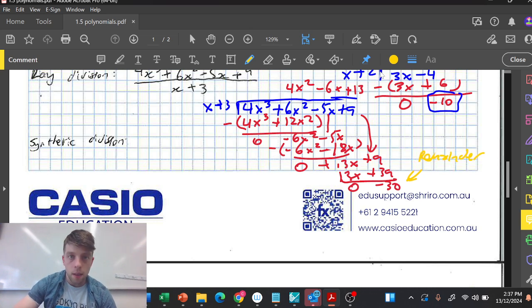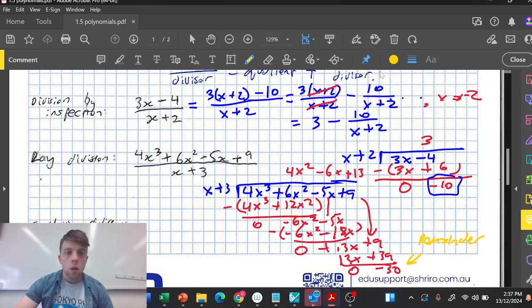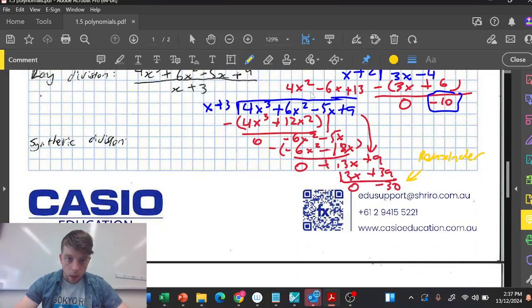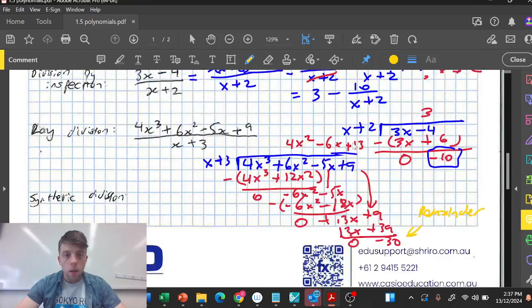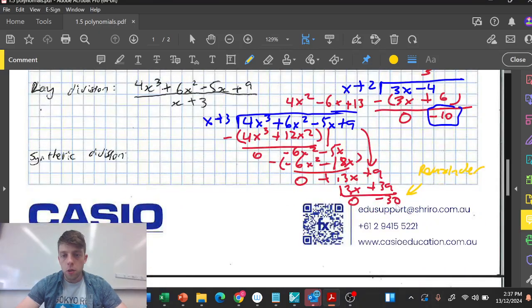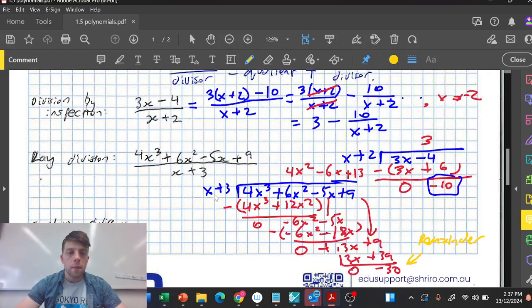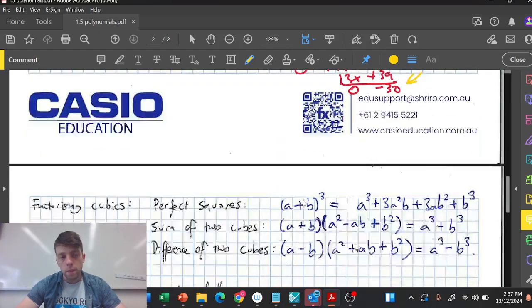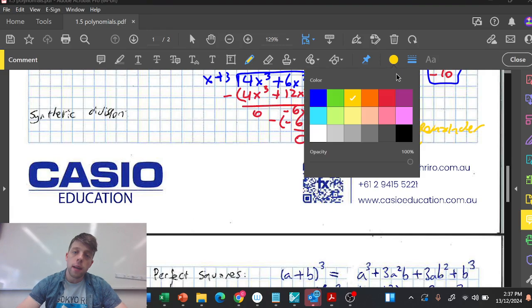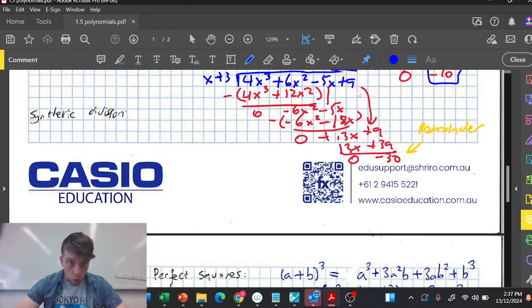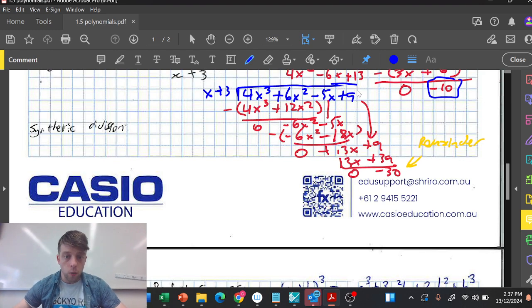And we could then write it in the form, just like we did before. We could say that it's equal to the quotient plus the remainder, so negative 30 divided by the divisor, x plus 3. Now, a quicker way of doing a question like this is using synthetic division, which is a really good method that you should be aware of. So let me show it to you really quickly. How do we do this faster? Very useful when it comes to exams.